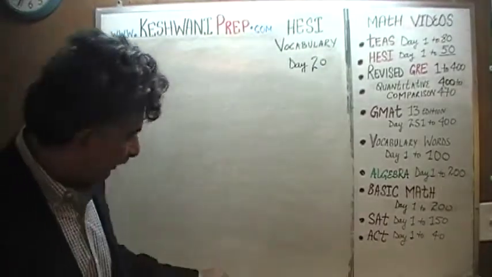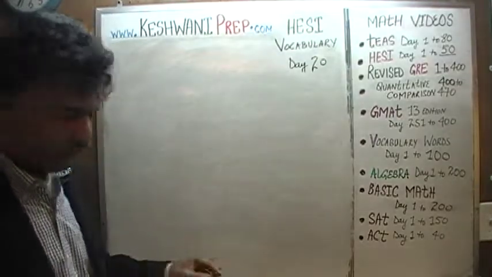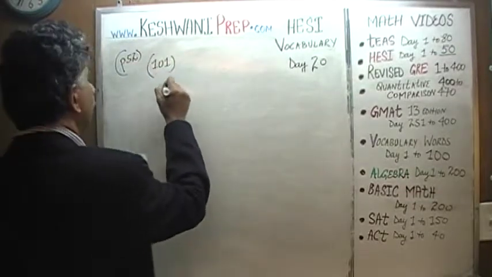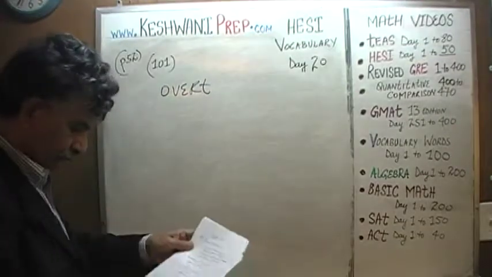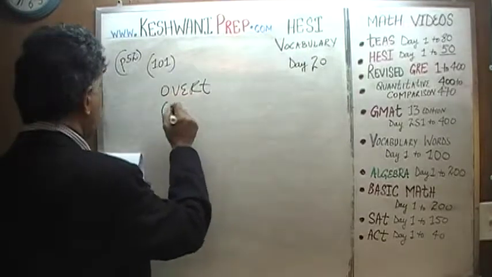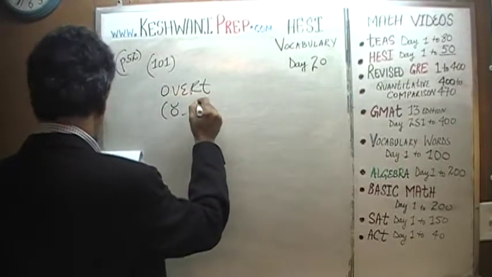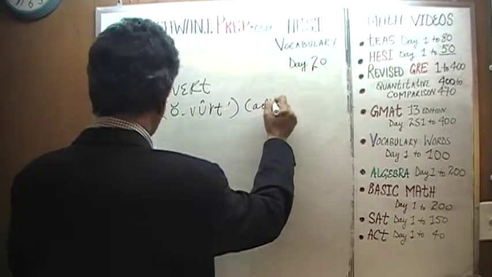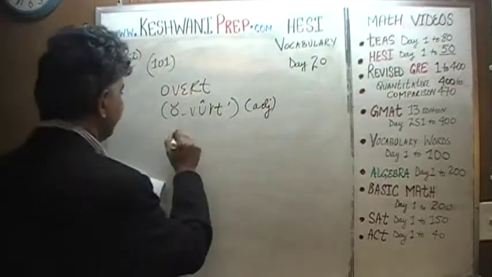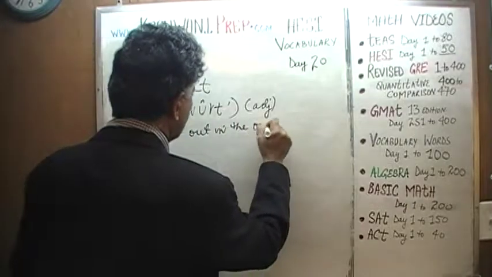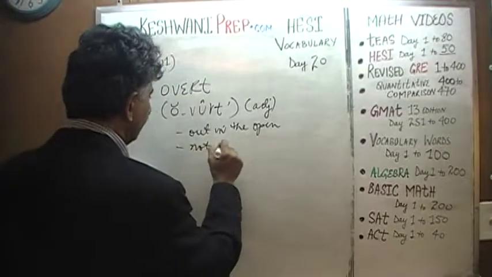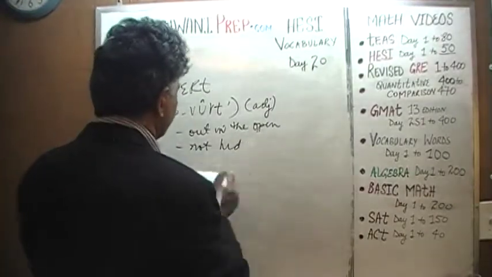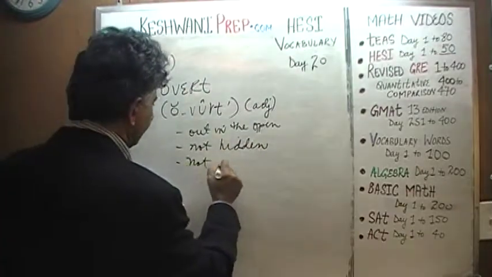Let's get going. Today is our vocabulary lesson number 20. We are on page number 52. First word, 101, and the word is overt. It's an adjective. What does it mean? Overt simply means out in the open. Not hidden. Not secret.